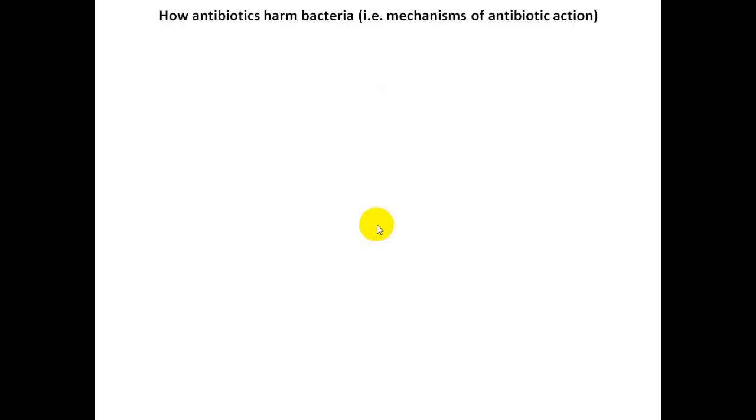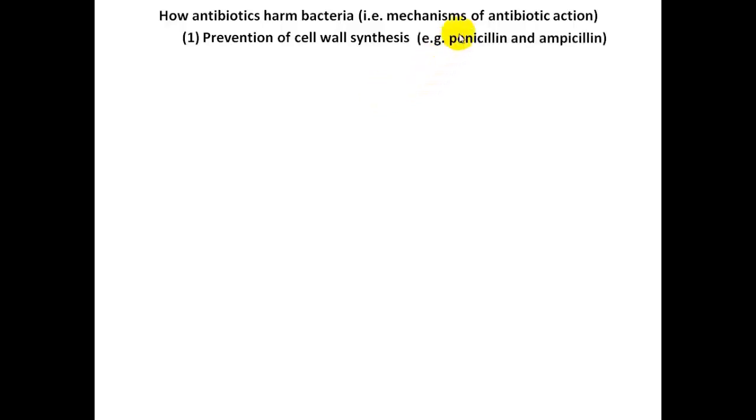The first mechanism that an antibiotic could have is that there are some antibiotics that prevent the bacterial cell wall from being synthesized. Examples of antibiotics that work in this way include penicillin, the very first antibiotic ever discovered, and also ampicillin, which is considered to be kind of a cousin of penicillin because they have a fairly similar structure if you look at their molecules.